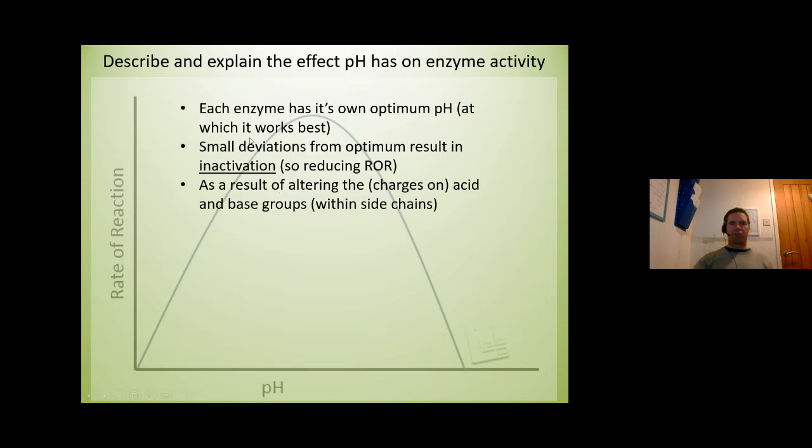So why do we get this inactivation? Why do we get a drop in rate of reaction? Because the charges on the acid and base groups of those side chains change, they alter. And if you alter the charges, it's going to affect the ionic bonds. So ionic bonds are bonds between side chains or R groups with opposing charges. And if you alter those charges, then you're going to affect those ionic bonds. You break those ionic bonds.